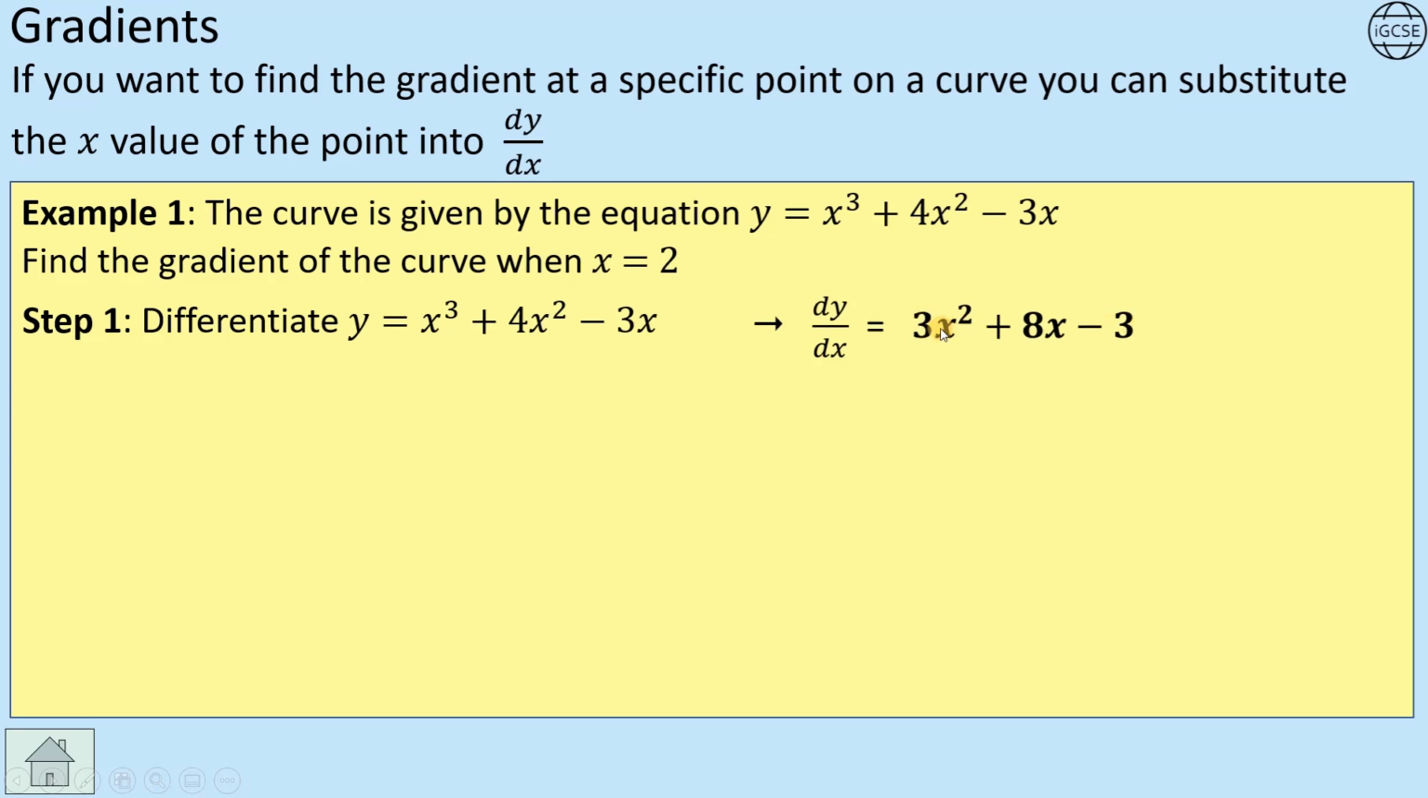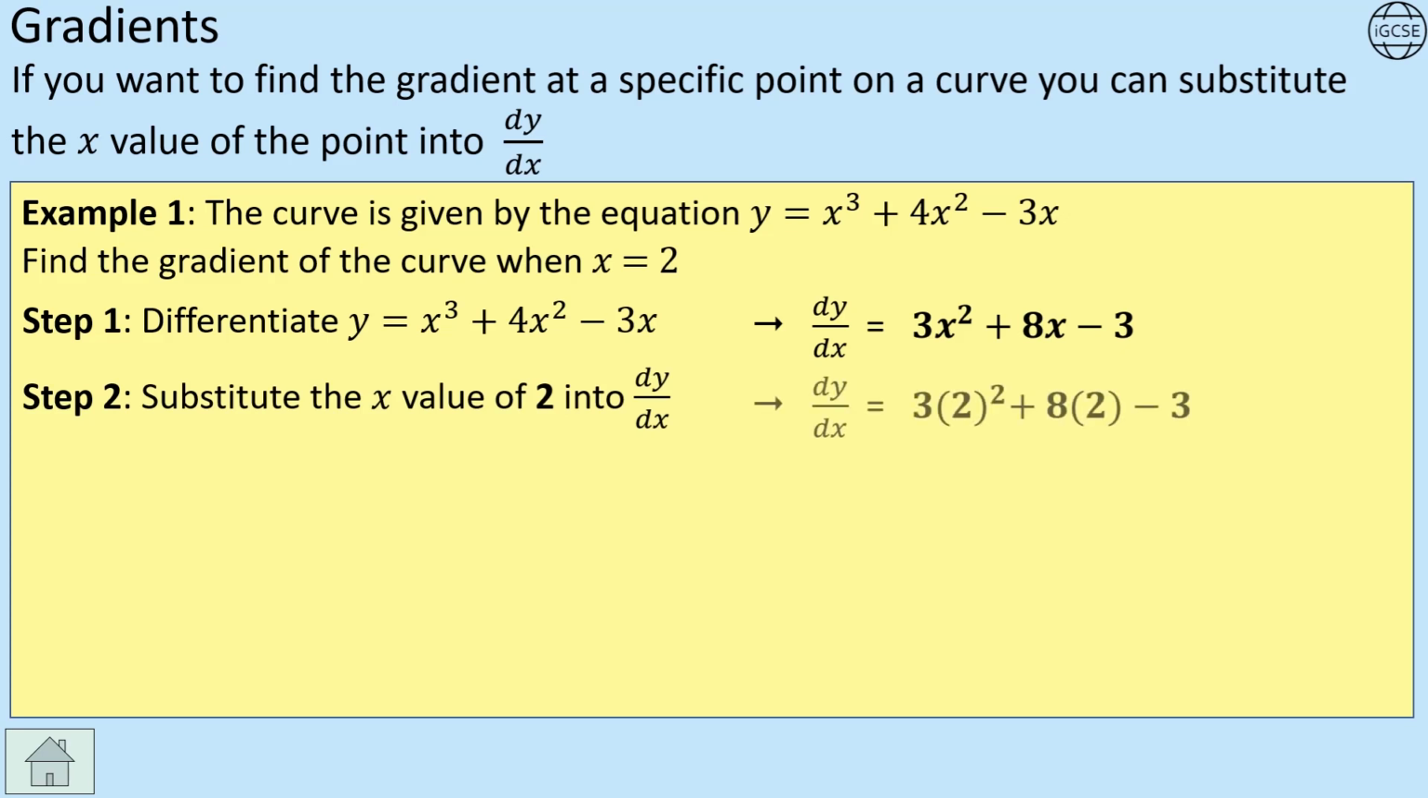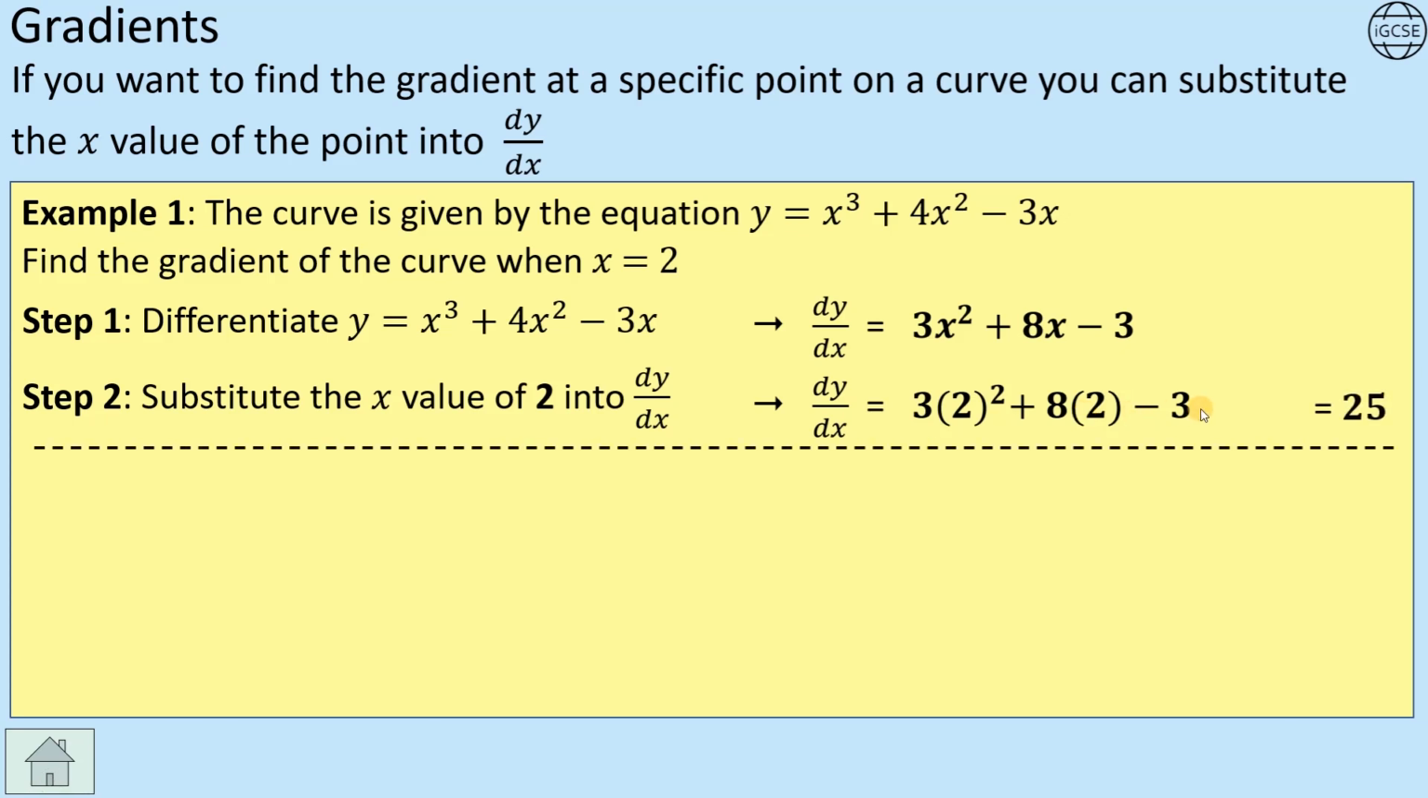Okay, so that is an expression for our gradient, but of course we know what the value of x is. We'll be given it in the question. So at this point we substitute the value of x into this expression, which should give us a numerical value for our gradient, which we're going to do now. So you can see 3 times 2 squared plus 8 times 2, take away 3, which is going to give us 25. So the gradient of that equation when x equals 2 is 25, quite steep.